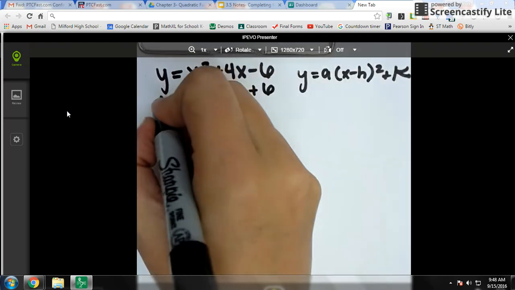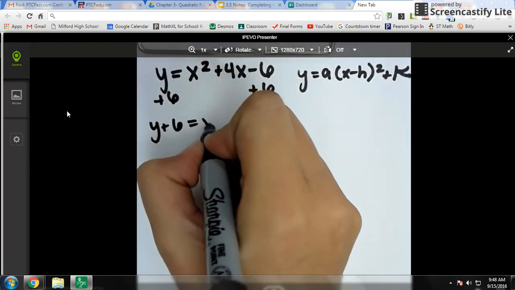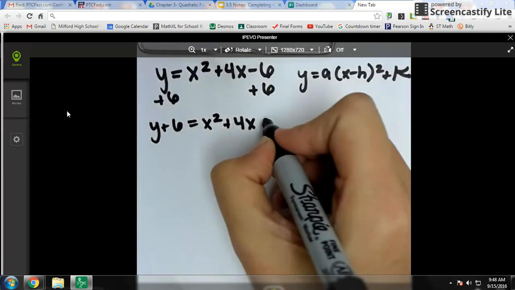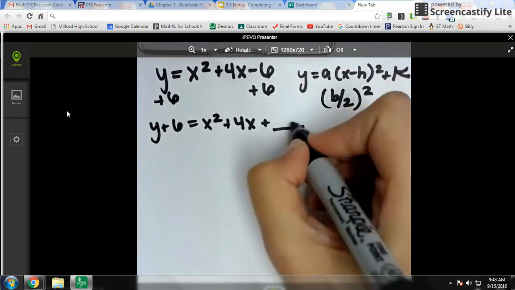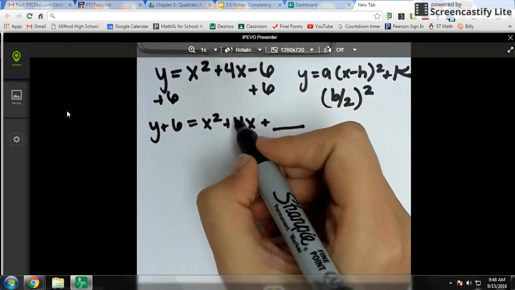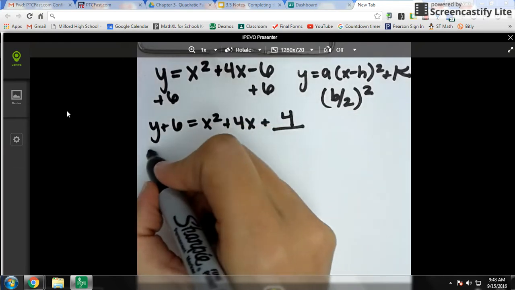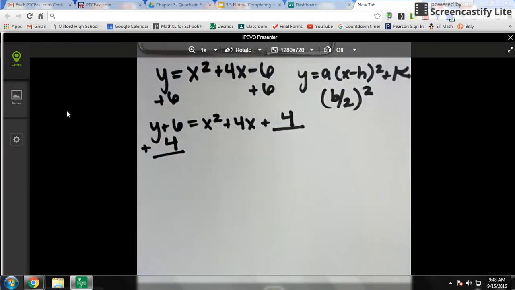So in order to complete the square, we need to add 6 to both sides so that we do not have a c value anymore. And we are going to complete the square using b over 2 squared to add our own c value. So b over 2 would be 4 over 2 is 2, squared is 4. And if we add 4 to this side, we also need to add 4 to this side.